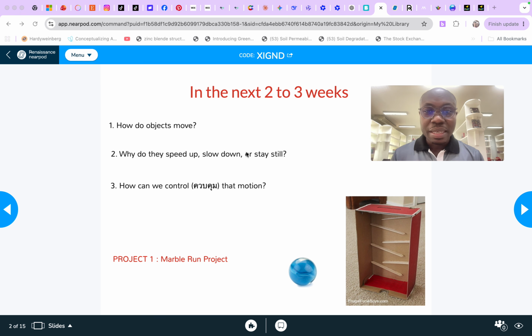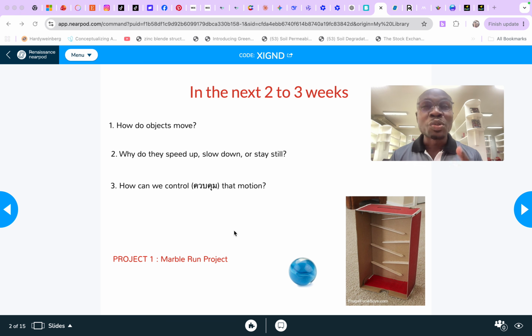In the next 2 to 3 weeks, we're going to try and understand 3 questions. The first is this: how do objects move? Number 2, why do objects speed up or slow down or don't move? And number 3, how can we control that movement? How can we make things move faster or slower? These questions are important because they will help you to do your first project.